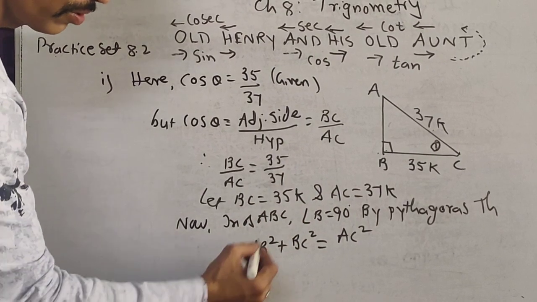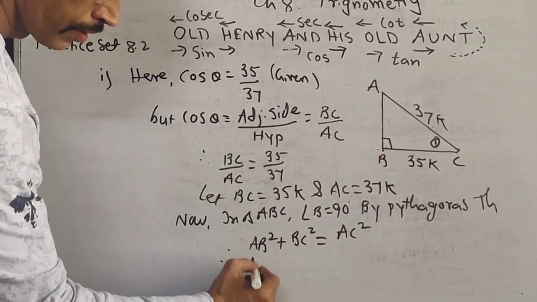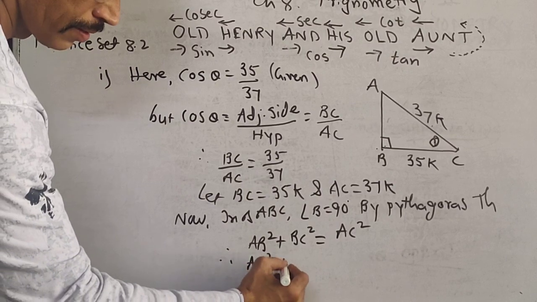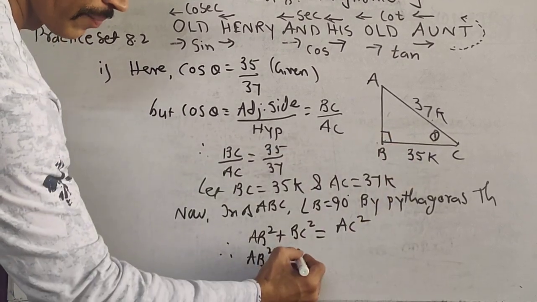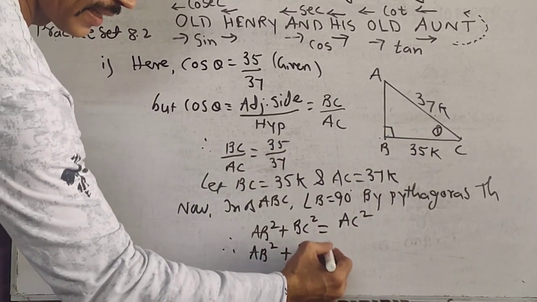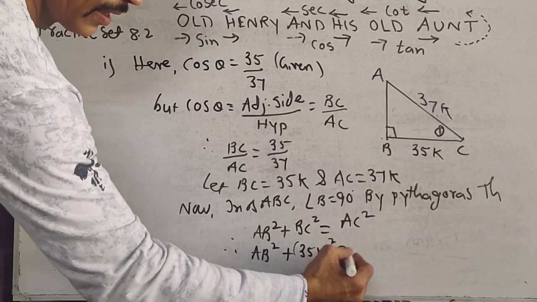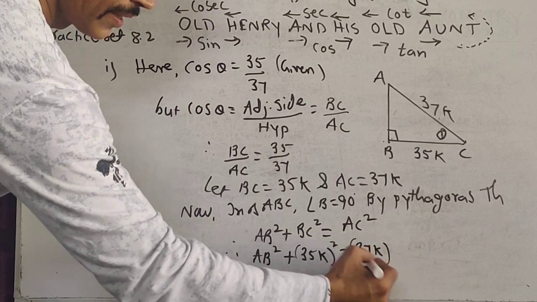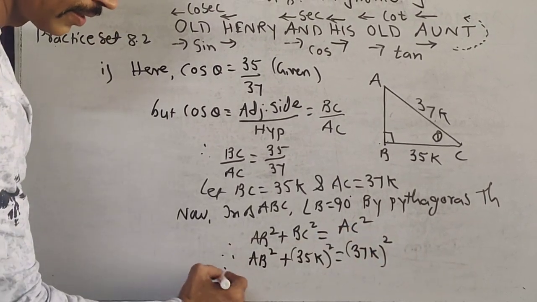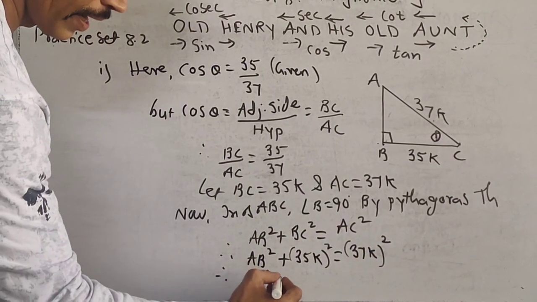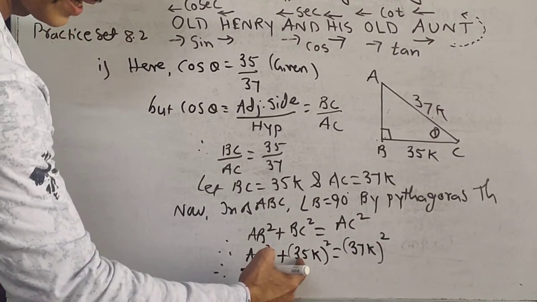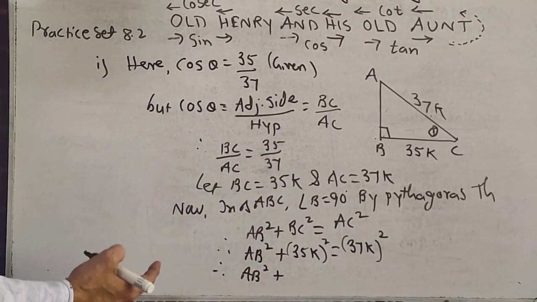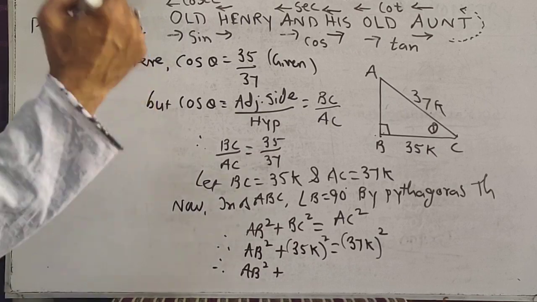Now I will put the values. AB value you don't know, so AB square will remain the same. BC is 35K, so 35K the whole square, and AC is 37K, so 37K the whole square. And therefore AB square plus 35 square. You know 35 square, I taught you also.